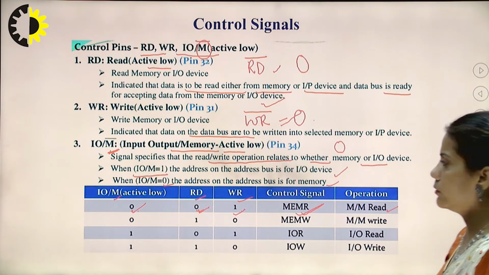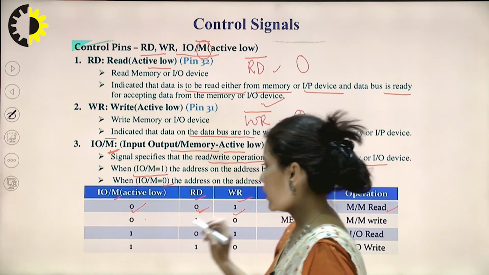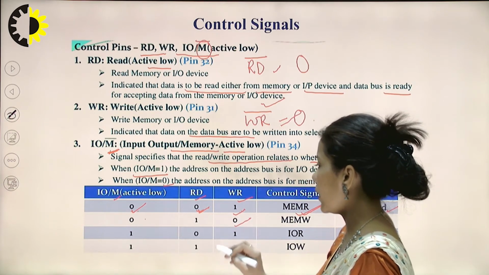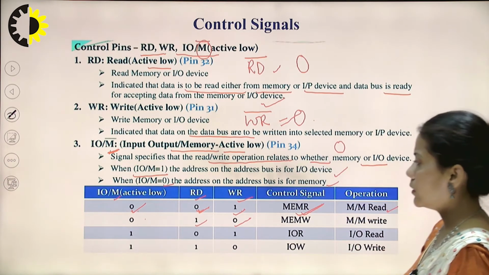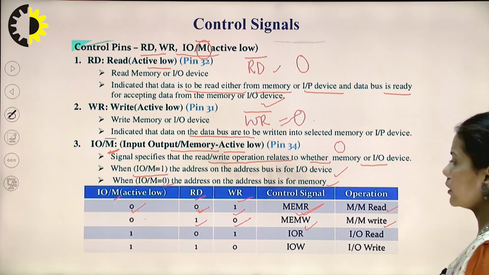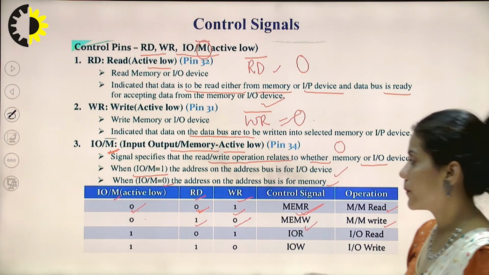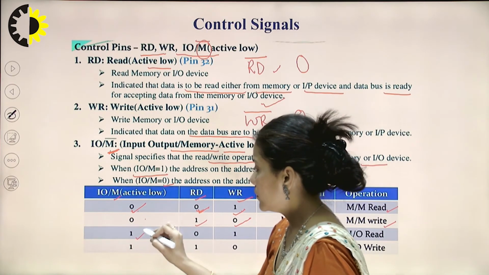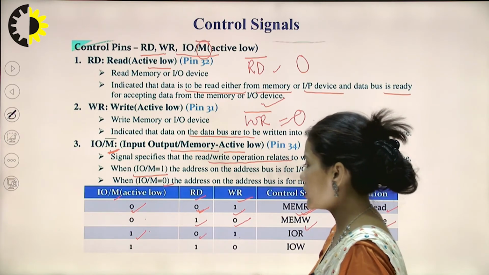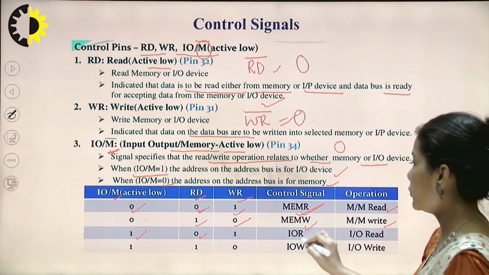Operation is memory read. Again, when this signal is 0, it means some memory operation is being performed, and since it is a write operation, WR bar is 0 and RD bar is 1. So here the memory write operation is being performed, and the control signal indicating this operation is MEMW, that is memory write. Now again, here 1 indicates that this is an input output operation, and here 0 indicates that this is the read operation. So some reading is going on with the input output device. So this is the input output read operation.